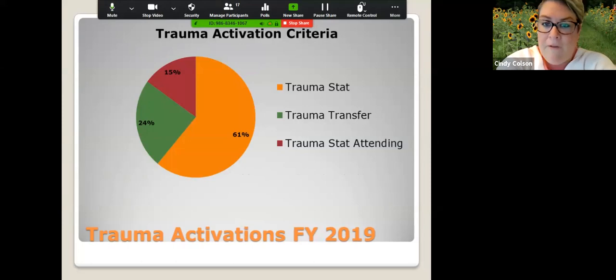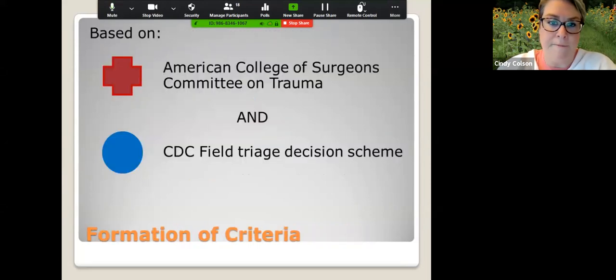While I was preparing for this, I decided to look at our closest fiscal year, so we have all of the data from 2019. This is a breakdown of what we see. You can see that we see trauma stats more than anything, about 61%, trauma transfers 24%, and trauma stat attending 15%, which is our highest level of activation. And I don't think this is a surprise to anybody on the phone.